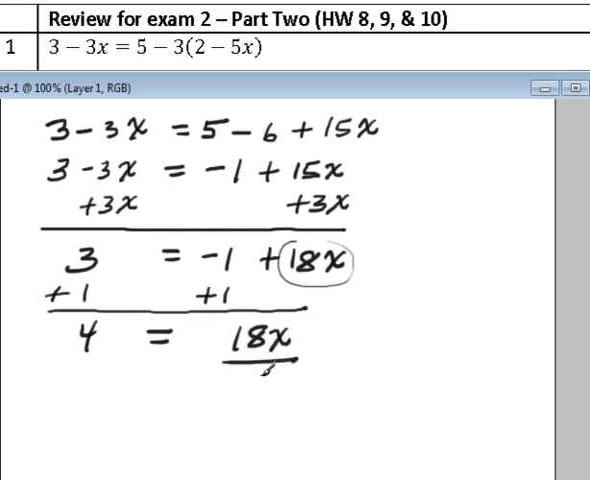And finally, to get x by itself, we'll divide by the coefficient of x, divide by 18. And we have x equal 4 over 18. We can reduce that, divide top and bottom by 2, to 2 over 9.